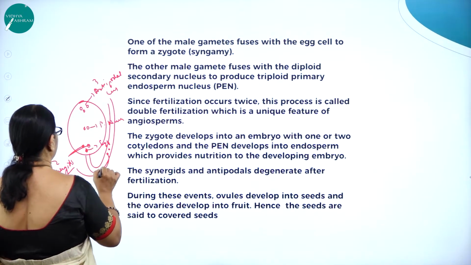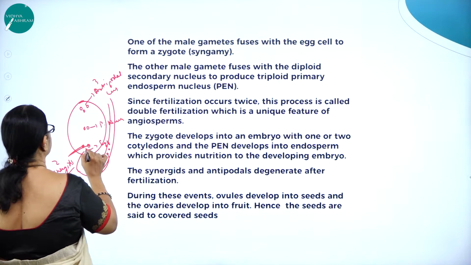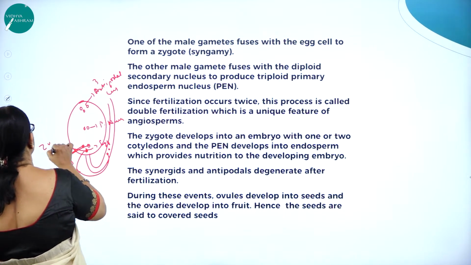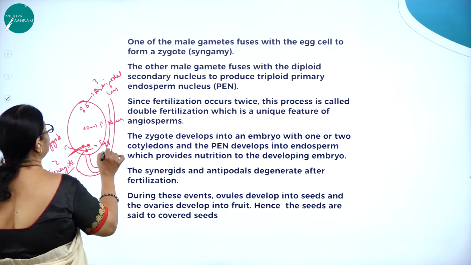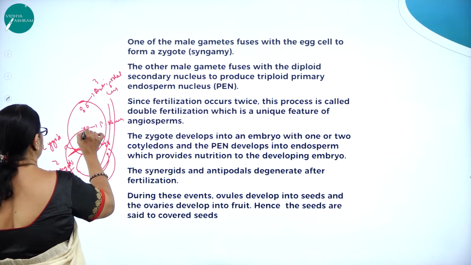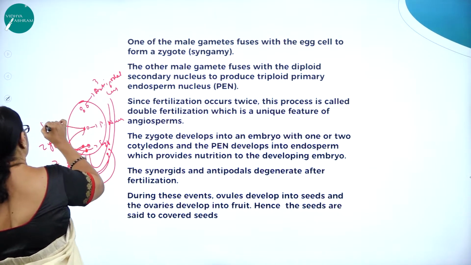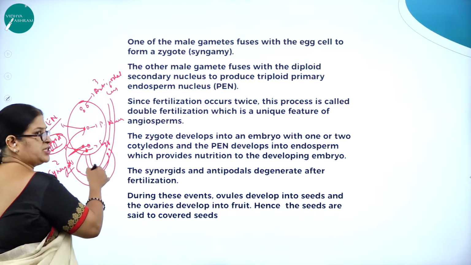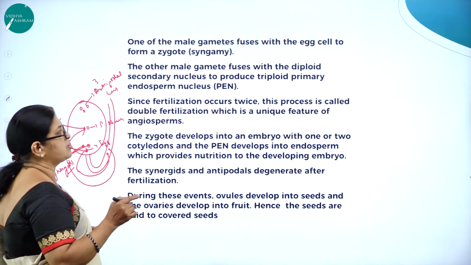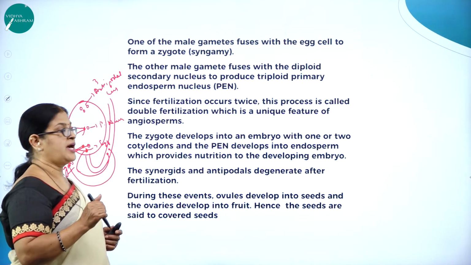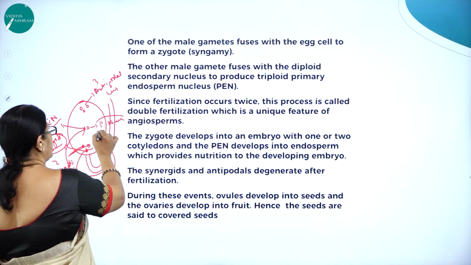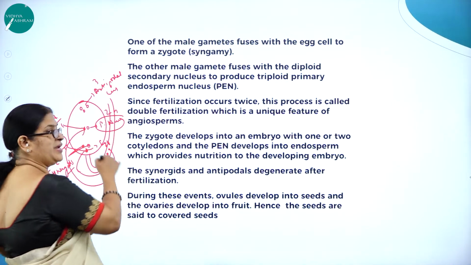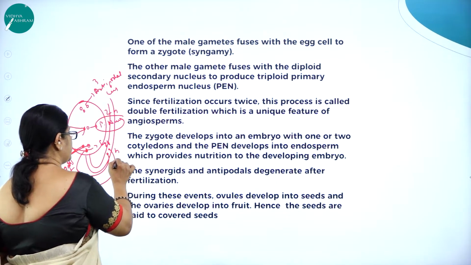One of the male gametes goes and fuses with the egg cell to form a zygote, and the other one goes and fuses with the 2 polar nuclei to form the primary endosperm nucleus, that is PEN. So here the fusion happens 2 times, hence it is called double fertilization. Because the polar nuclei is already 2n, and the male gamete is n, so the 2 gametes are n, n.